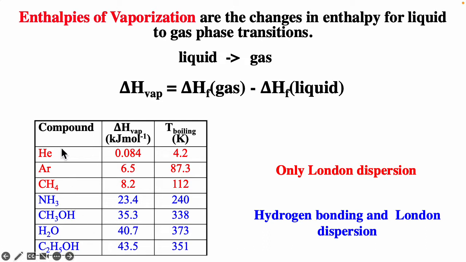For these top three, the only intermolecular force we have is London dispersion. For the bottom four, there's hydrogen bonding. Remember, hydrogen bonding is typically 20 kilojoules per mole versus London dispersion, which is like 2 kilojoules per mole. And so the ones with hydrogen bonding have higher enthalpy of vaporization and a higher boiling point.